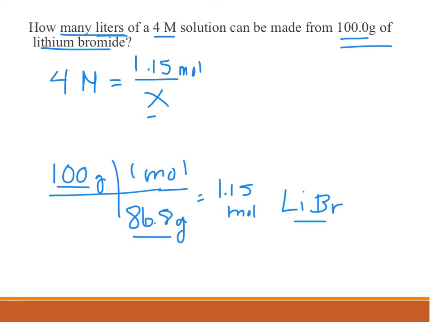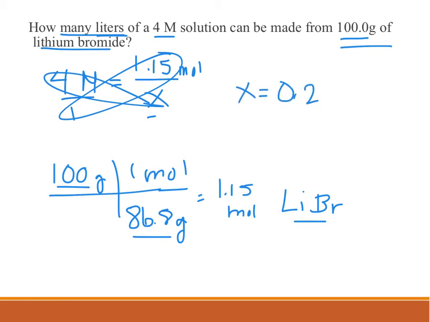Again, in this case, we can cross multiply to solve this problem, giving us 4x equals 1.15, and then we do the division, and we'll find that x is 0.288 liters, or 288 milliliters. So in a fairly highly concentrated solution, a 4-molar solution, this 100 grams is not going to go very far. We're only able to make not quite 300 milliliters of solution.